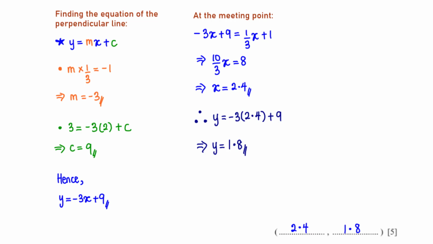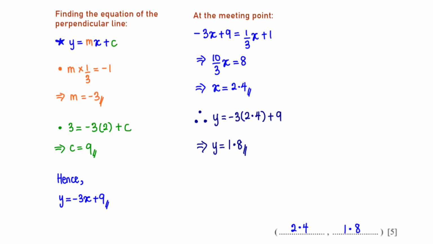When we substitute y equals negative 3x plus 9 into y equals 1 over 3 x plus 1, this is what we get. When we group like terms, we have 3x plus 1 over 3 x giving us 10 over 3 x, and 9 minus 1 giving us 8. When we multiply both sides of the equation by 3 over 10, we get x equals 2.4.